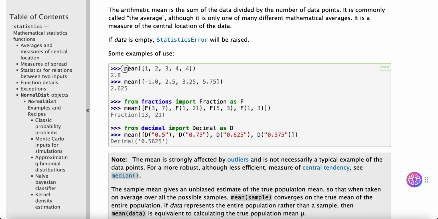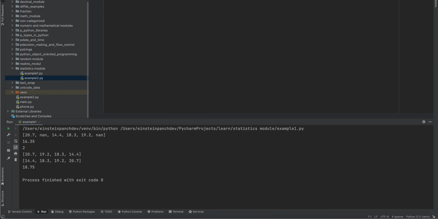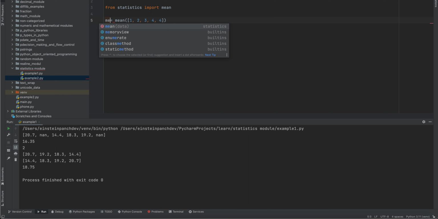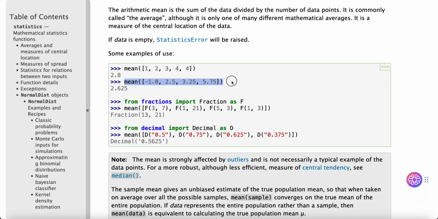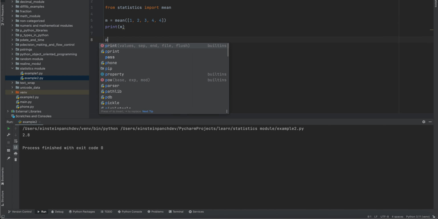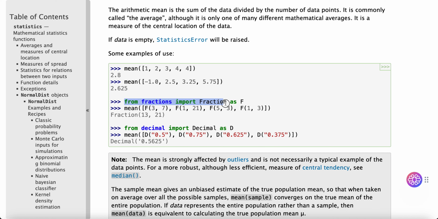Some examples of use: mean, Python. Example 2, mean. From statistics import mean. M equals mean, print M. Run. 2.8. Mean of this, print mean of this: 2.65.